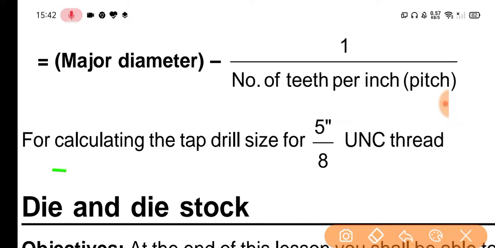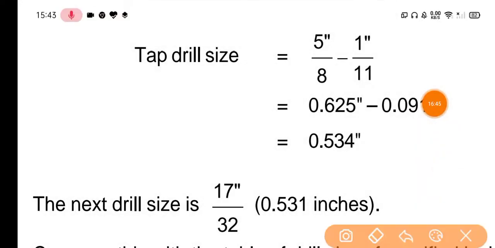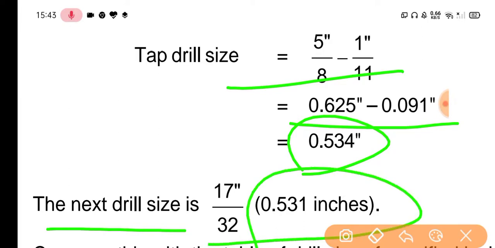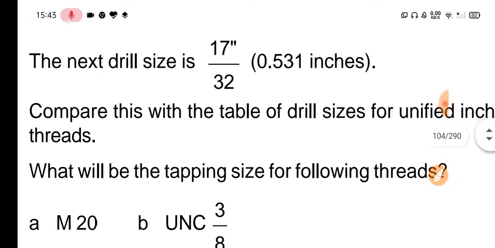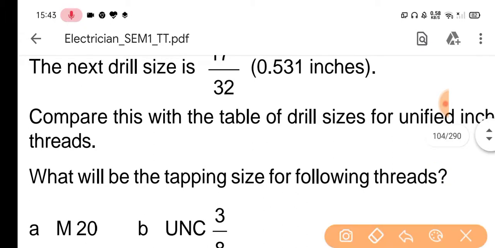For example, for calculating the tap drill size for a 5/8 inch UNC thread: tap drill size equals 5/8 minus 1/11, that is 0.625 minus 0.09 inch, which is 0.534. The next drill size is 17/32, that is 0.531 inches. Compare this with the table of drill sizes for unified inch threads.